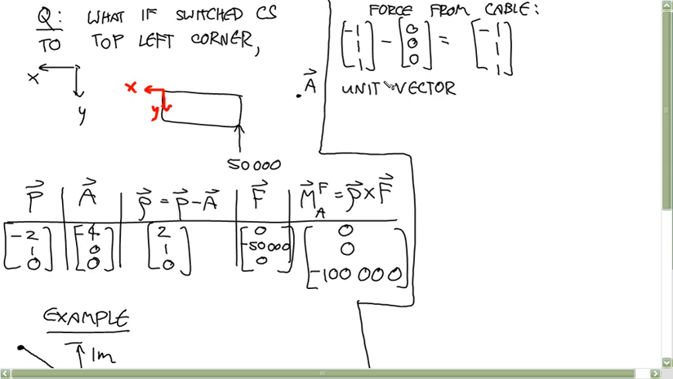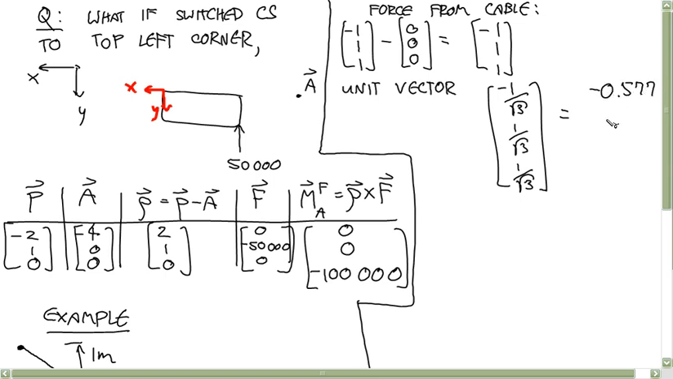That was helpful. Okay, so what's the length of this vector? Square root of 3, right? So the unit vector is going to be -1 over the square root of 3, 1 over the square root of 3, 1 over the square root of 3, and that's -0.577, +0.577, +0.577.